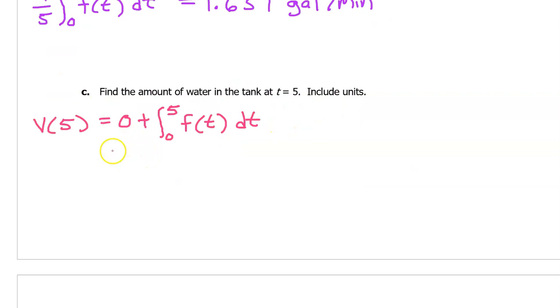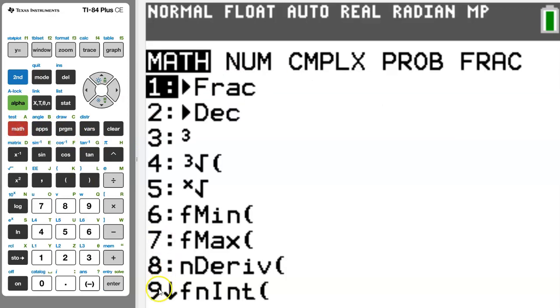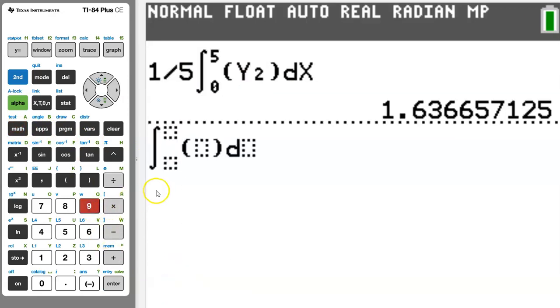But this is something that we can simply type into the calculator. When I type this in the calculator, I will not put the 0. It's going to be exactly what we did before, but this time without the 1/5 in front of it. So remember, for the integral, we hit math and then 9. And we want the integral from 0 to 5.